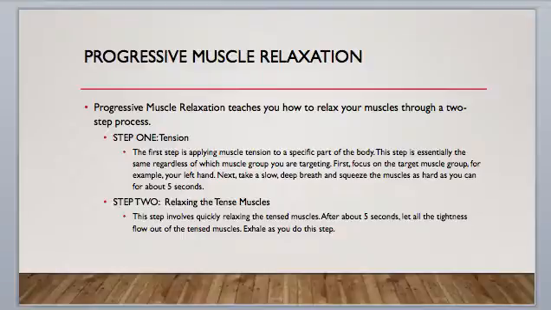Step 2, relaxing the tense muscles. This step involves quickly releasing the tense muscles after about 5 seconds of the firm hold to let all the tightness flow out. Exhale as you do this step. The video link at the beginning of the exercise part of this lesson on progressive muscle relaxation walks you through a basic routine that is a great stepping stone into mastering this exercise modality.